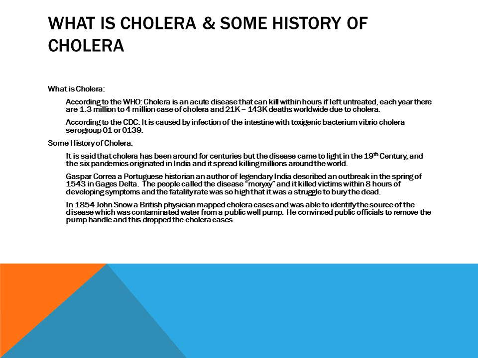In 1854, as we learned in this class, John Snow, a British physician, was able to map the cholera cases and identify the source of the disease, which was contaminated water from a public well pump. He convinced public officials to remove the pump handle, and this dropped the cholera cases.